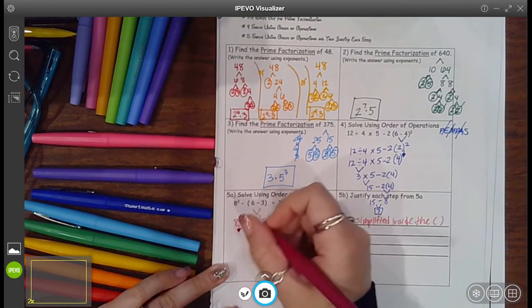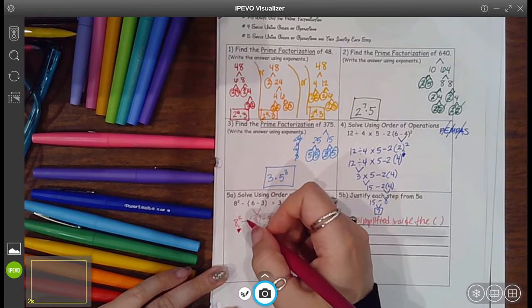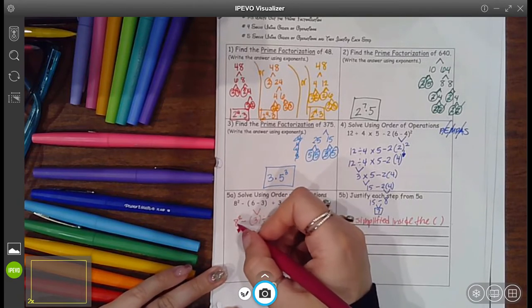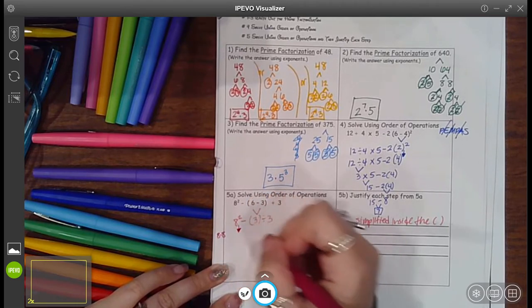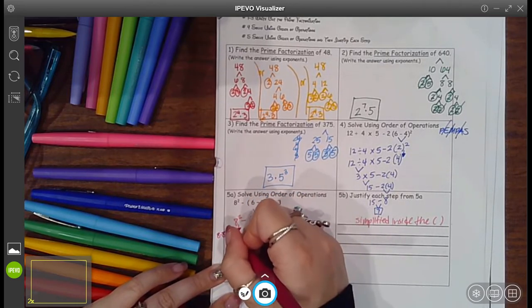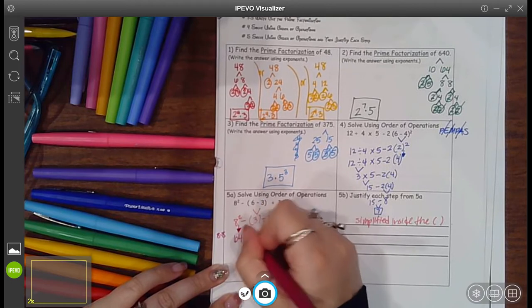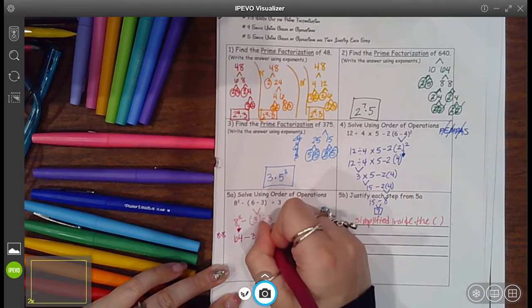So this is saying 8 times 2, right? Hopefully you said no. Okay, it's not 8 times 2. It's 8 times itself 2 times. So 8 times 8 is 64. Minus 3 divided by 3.